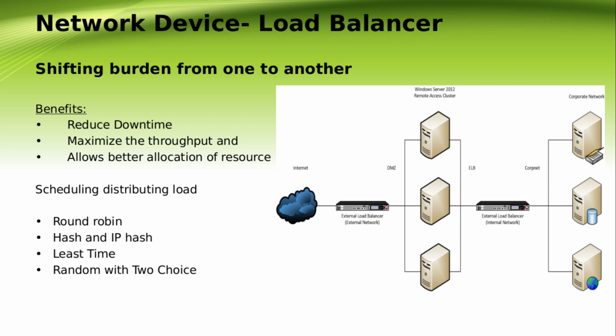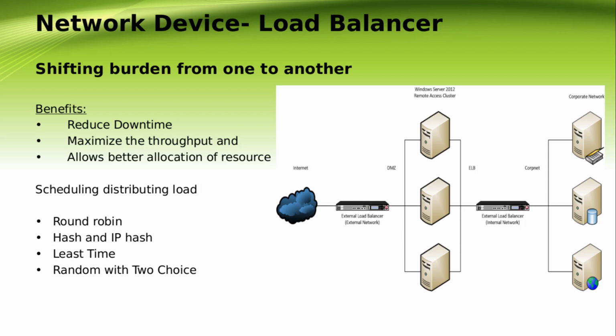IP hash is also similar. The IP address of the client is used to determine which server receives the request. Least time, or least connections, sends a request to a server selected by a formula that combines the fastest response times and fewest active connections. And then random with two choices picks two servers at random and sends the request to the one that is selected by then applying the least connections algorithm.